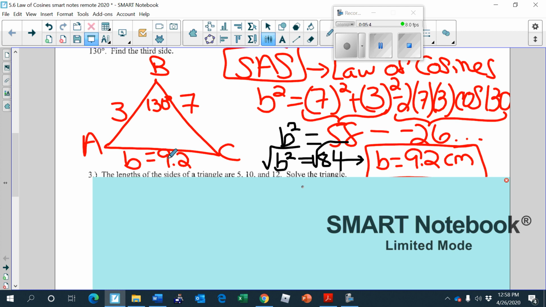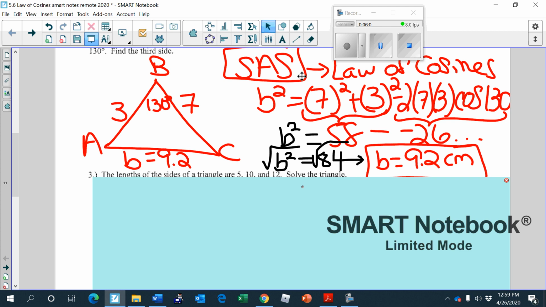Okay, so for number 3, if you take a look at the next example, it says the lengths of the sides of a triangle are 5, 10, and 12. Solve the triangle. Okay, so what information are we given? We're given side, side, side. So again, that means we have to use law of cosines. So the only thing we have to solve for in the triangle are the angles.